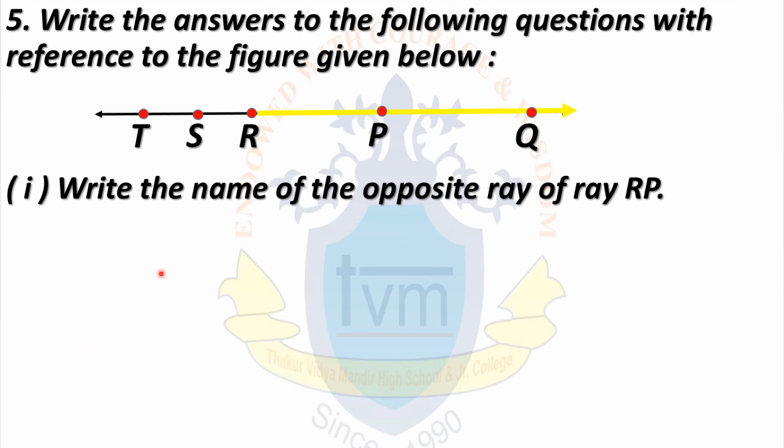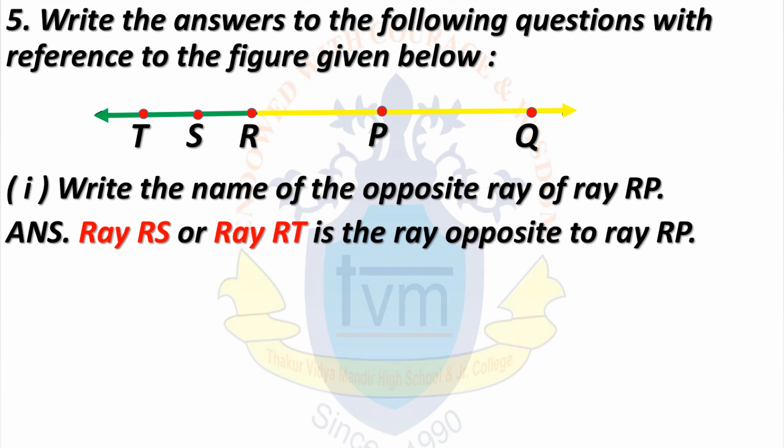Now we need to find out the ray opposite to ray RQ. So you can see that ray RS or ray RT. Here we have two rays with the same origin, that is R, and together they form a line. Hence the ray opposite to ray RP is ray RS or ray RT. It is the same ray with two different names.